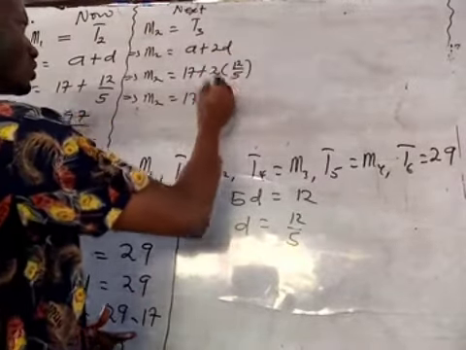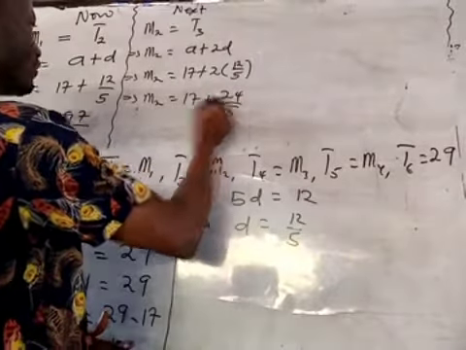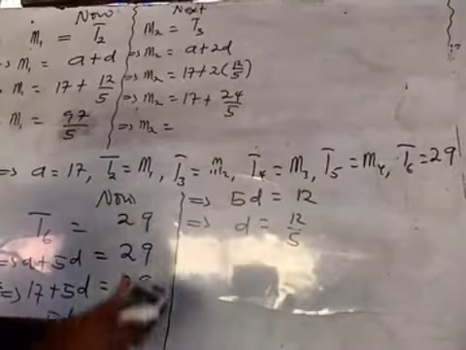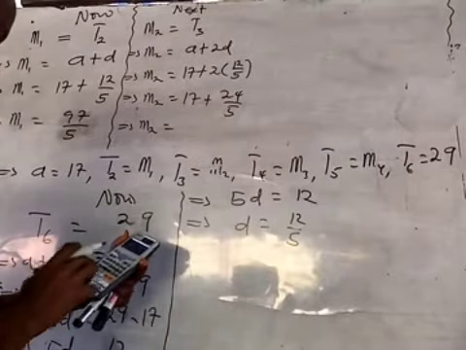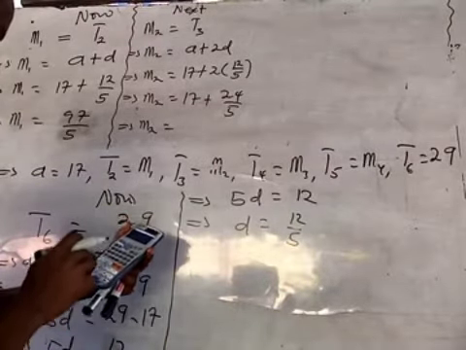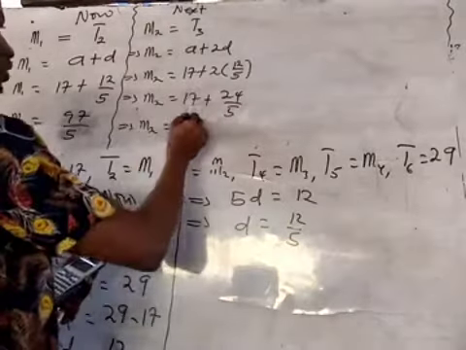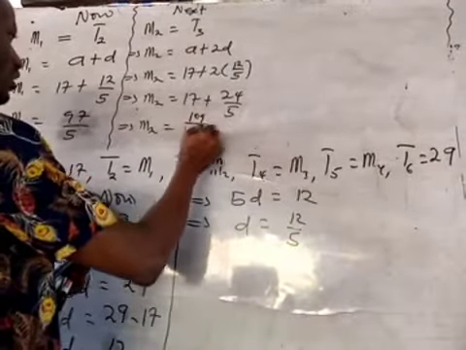2 by 12 gives us 24 over 5. And this now means our MO2 is equal to 17 plus 24 over 5, which gives us 109 over 5.